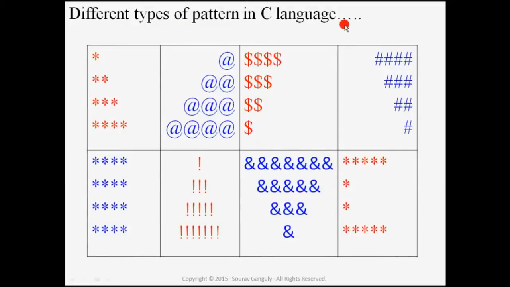Different types of patterns in C language. This is a pattern, this is another pattern, and all are patterns. Remember one thing: when we want to display or print a pattern, we may use symbols, or letters, or numeric values, like 1, 2 or 3. But you cannot use the percentage sign to print a pattern.